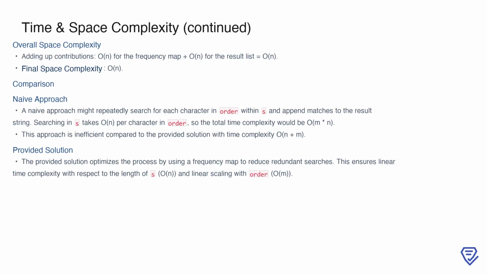To compare, a naive approach might involve repeatedly searching for each character in order within S and appending matches to the result. Searching through S takes O(n) for each character in order, and with m characters, the total time complexity of this naive approach would be O(m*n). In contrast, the provided solution avoids redundant searches by using a frequency map, which reduces the complexity to O(n plus m). This optimization ensures that the solution is much more efficient, especially for larger inputs.